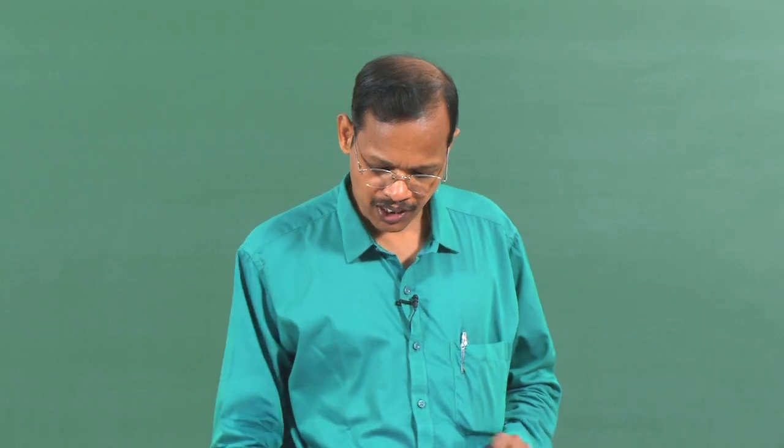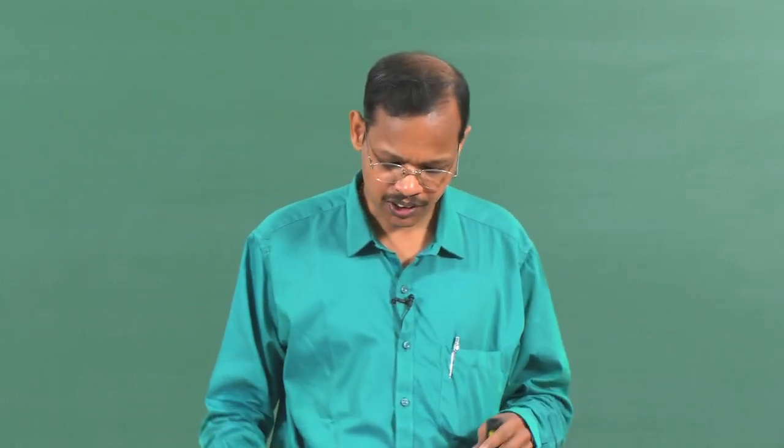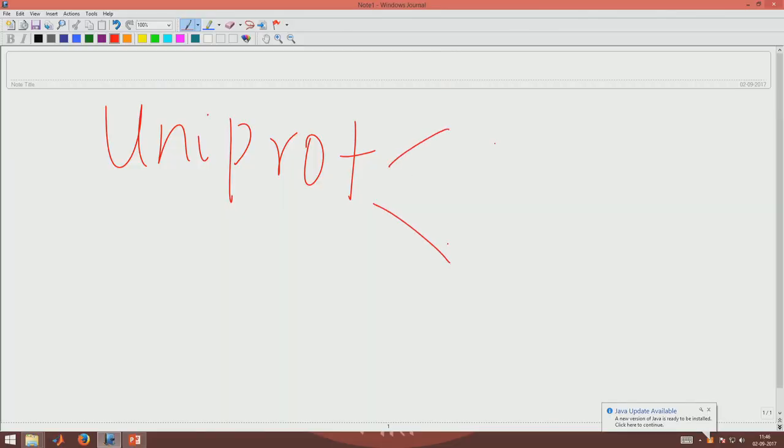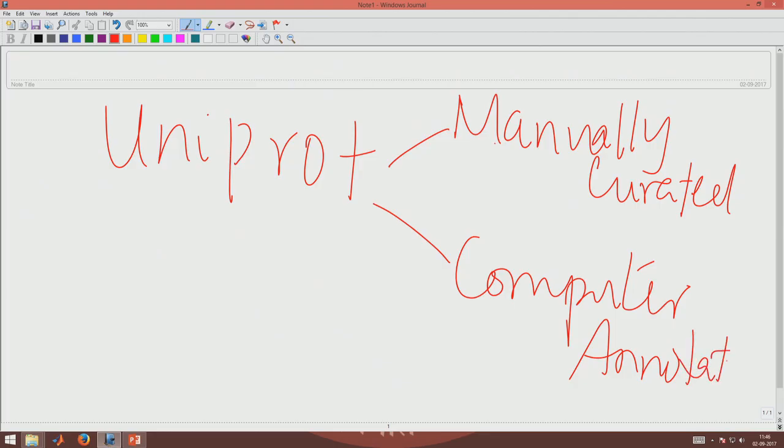the UniProt database. Currently, how many sequences are known in the UniProt database? 17 million sequences. Currently, UniProt contains two types of databases. One is the computationally annotated and the second one is the manually curated. So they have the manually curated database and the computer annotated. Currently 55,000 sequences are from the manually curated and 78 million sequences are computer annotated sequences.